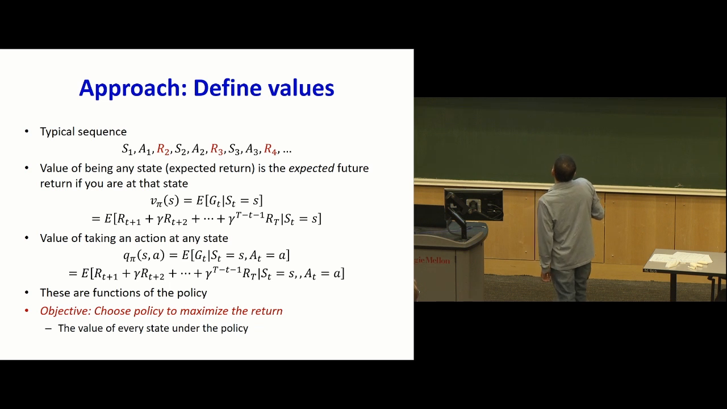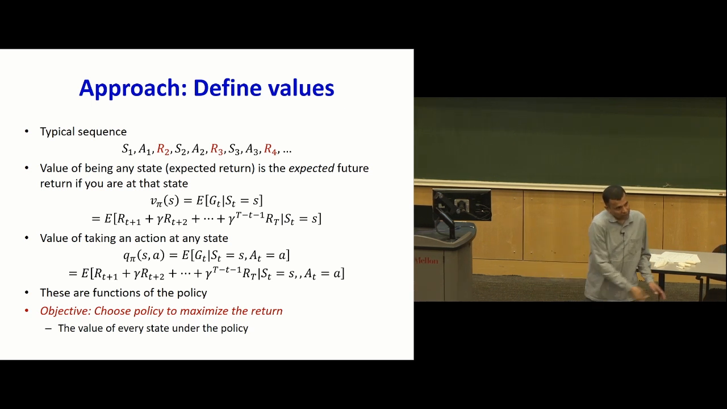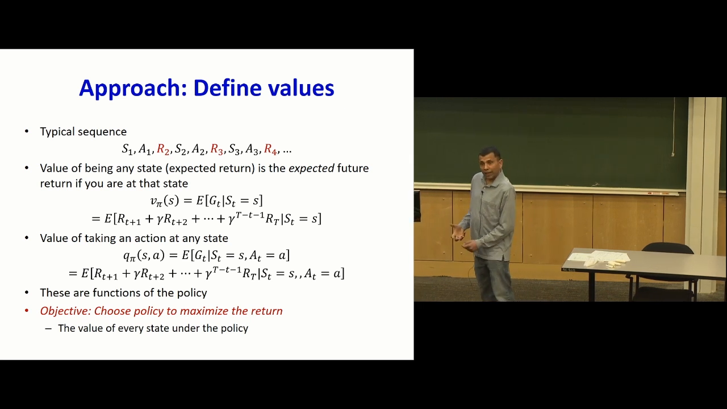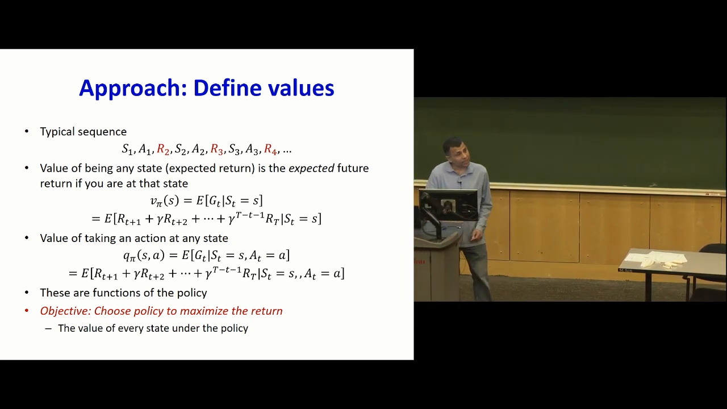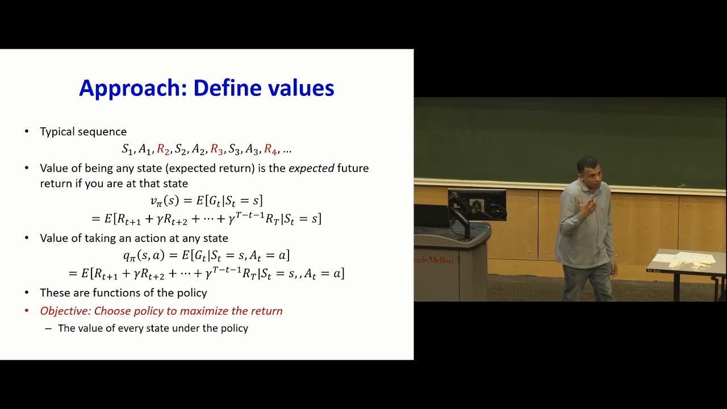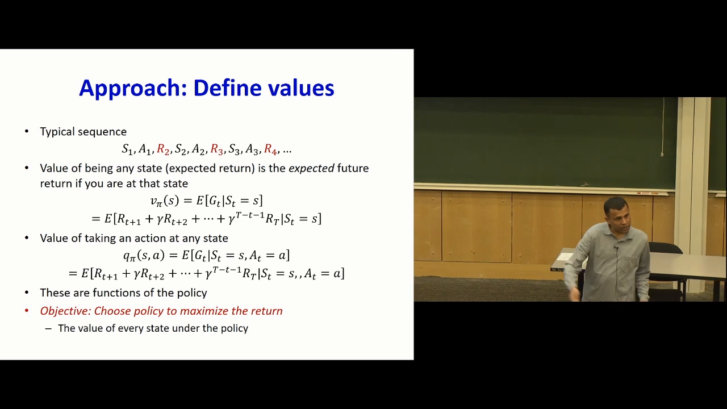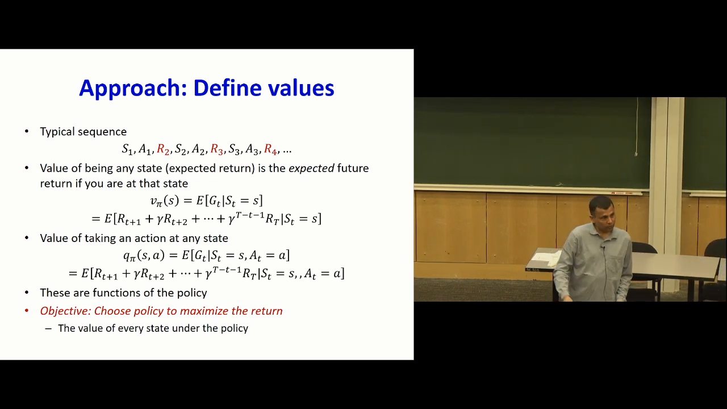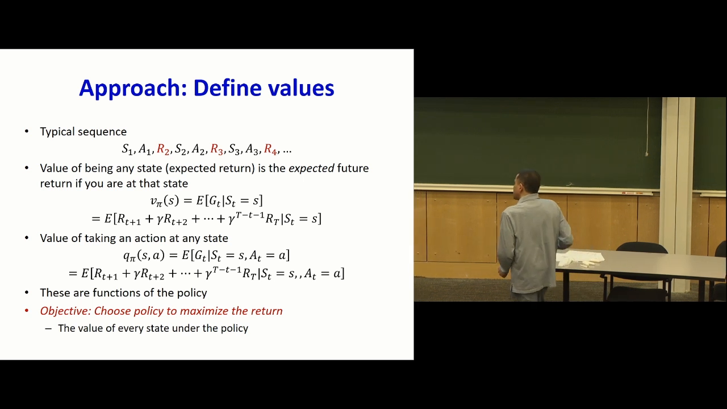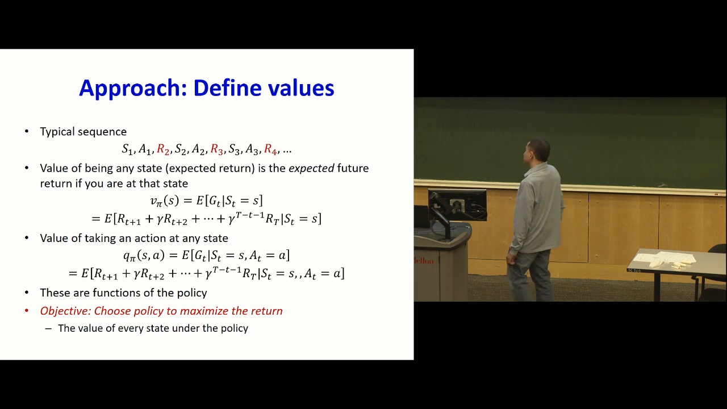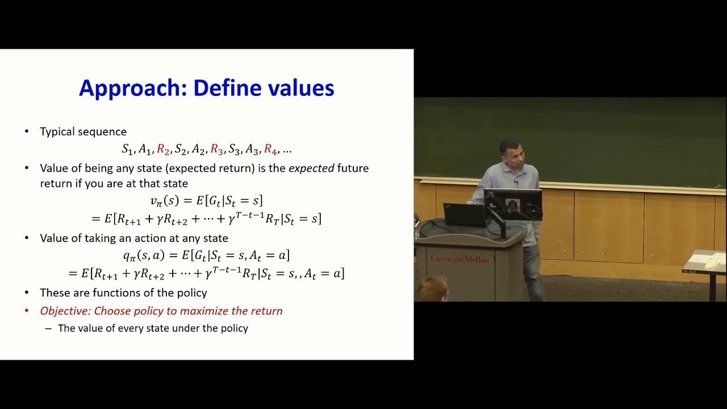And this is going to depend on the policy. So if the agent always moves left, if the spider always moves left, the flies will have one pattern of flying around. If the spider always moves downwards, the flies are going to have a different pattern of moving around. So the value of the state depends on the policy. If you're in a particular state where you always go down a bad path, the value is going to be low. If you always follow a path which gives you more rewards, the value is going to be high. So our objective is to choose a policy that maximizes the return at every state.